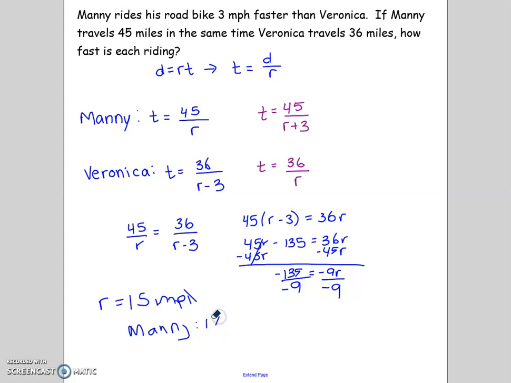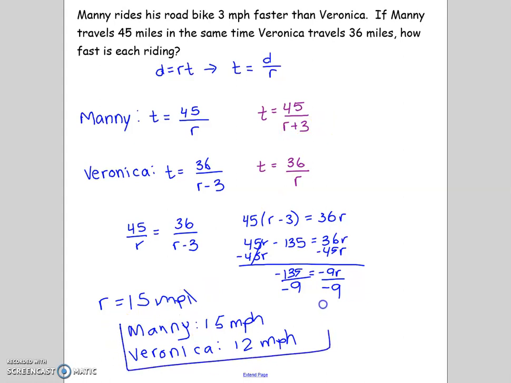And then Veronica is R minus 3. So since she's R minus 3, I'm going to do 15 minus 3. So Veronica is traveling 12 miles per hour. Now, if you did it the purple way, which is totally fine, when you solve for R, you would end up getting 12 because R is, in this case, Veronica. And then when you plug it into Manny, R plus 3 would be 15. So regardless of which way you do it, you will end up with the same two answers, 15 and 12, making sure that you know whose is whose.